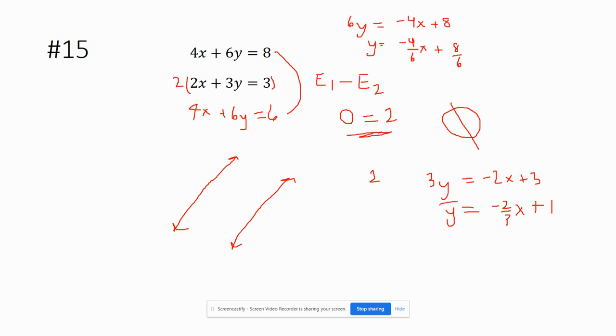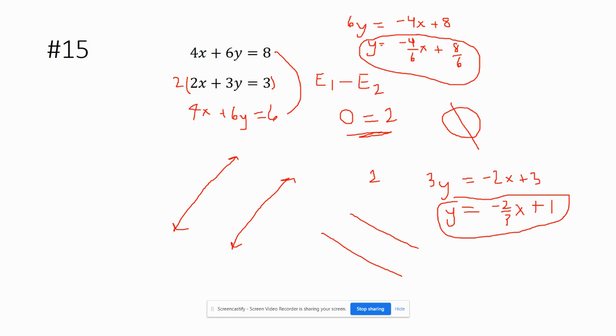So now if you compare this equation to this equation, they have the same slope. Negative 4 over 6 is the same thing as negative 2/3. They have different y-intercepts, which means they're not the same line, but they will be parallel. And actually, if the slopes are negative, then they should be going this way, like this. So that's why we say there's no solution. Algebraically, it will look like this, where your variables cancel out and you get a false statement.